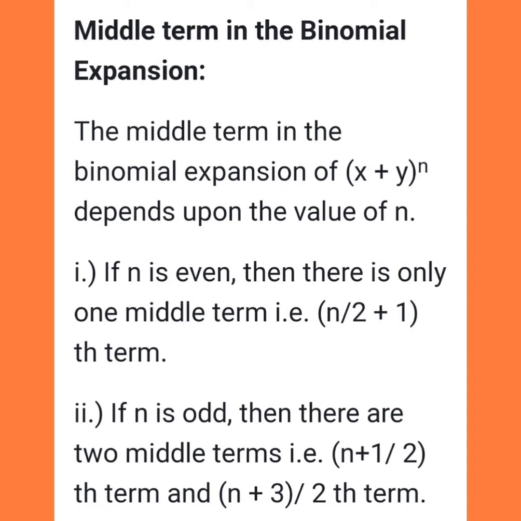If n is odd, then there will be two middle terms, namely the ((n+1)/2)th and ((n+3)/2)th terms. Both the terms are called middle terms. So this is a very important tip to find out the middle term in the binomial expansion.